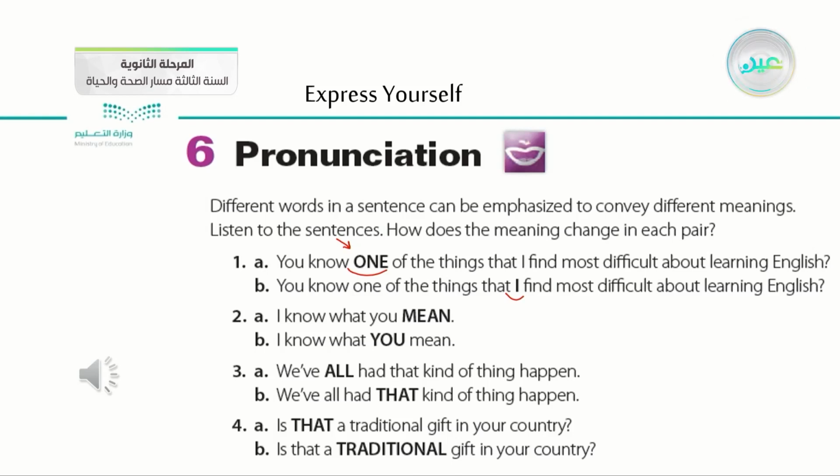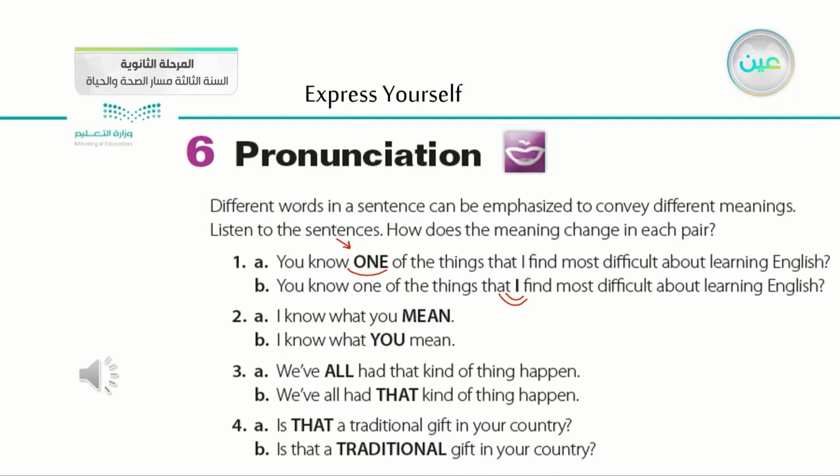But in sentence B, one of the things I find most difficult about learning English. When he emphasized I, that makes it a subjective thing. He made it something that he himself finds most difficult. Something that is not about other people, but something that is about himself. For him, this is the thing that he finds most difficult.